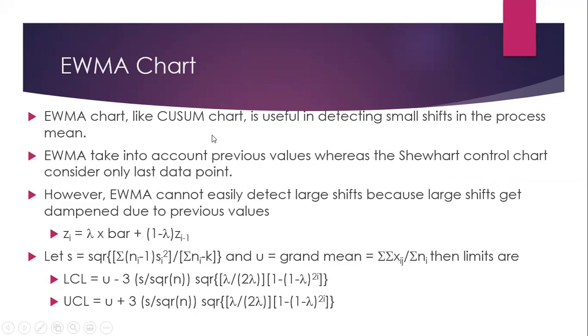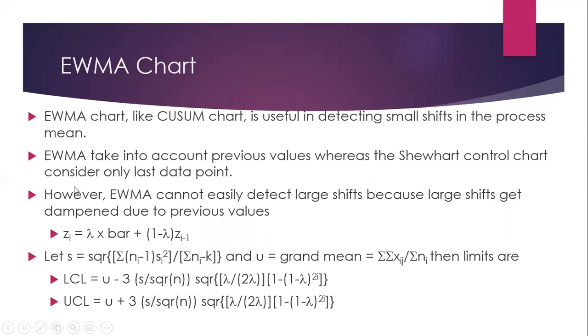Now we go on to special types of charts. One is known as exponentially weighted moving average, the other is cumulative sum. So first, the exponentially weighted moving average chart, like the CUSUM chart, is useful in detecting small shifts in the process mean. This takes into account previous values, whereas the Shewhart control chart considers only the last data point.